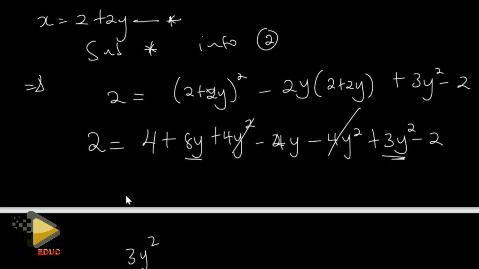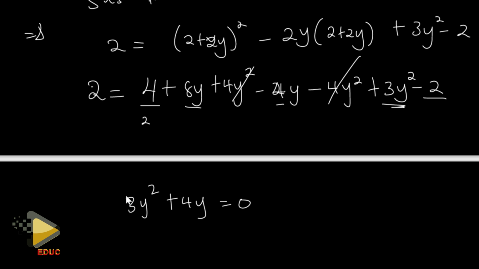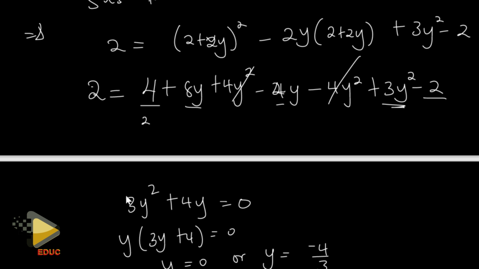Okay. 8 minus that, that's plus 4y. We know that 4 minus 2 is going to give us a 2. But that 2 will cancel with this 2, so I'll be left with no constant. Just that. Then I take out what is common. I'll be left with 3y plus 4 is 0. So either y is 0 or y is negative 4 over 3. So y is 0, or 3y plus 4 is 0, and then we solve for y.